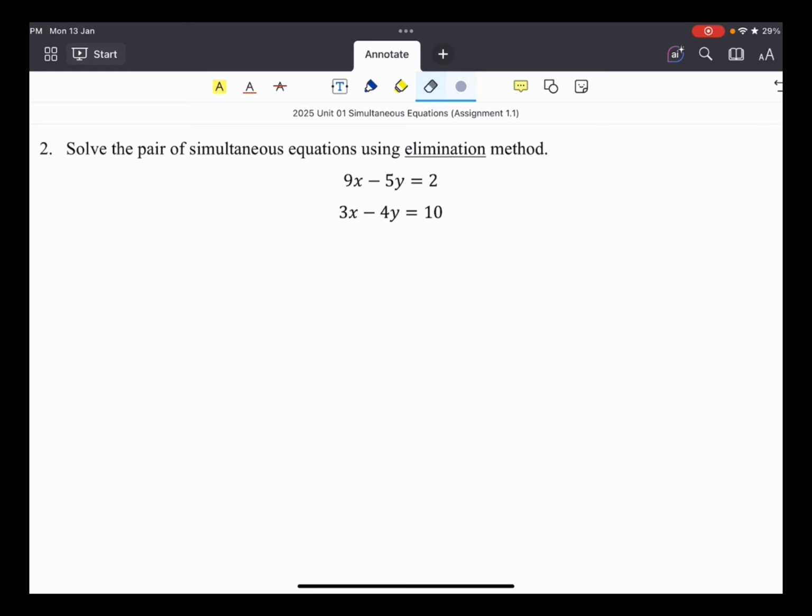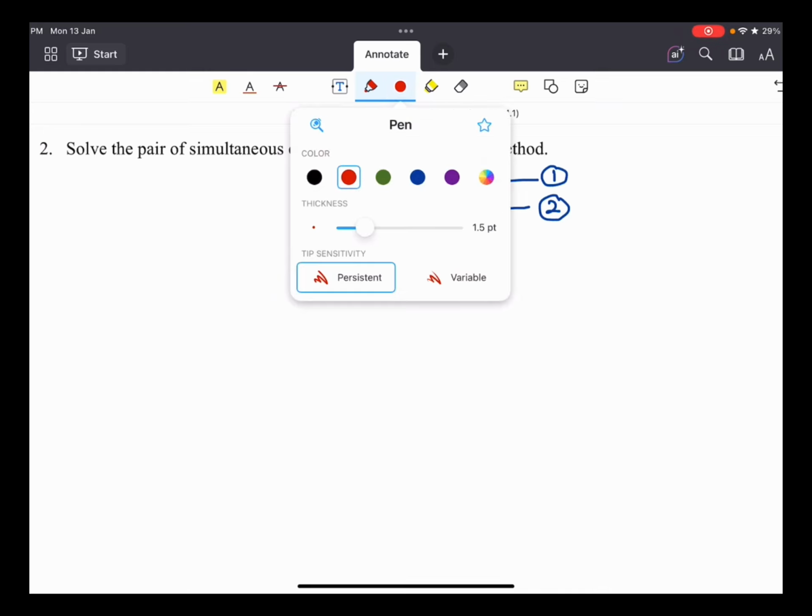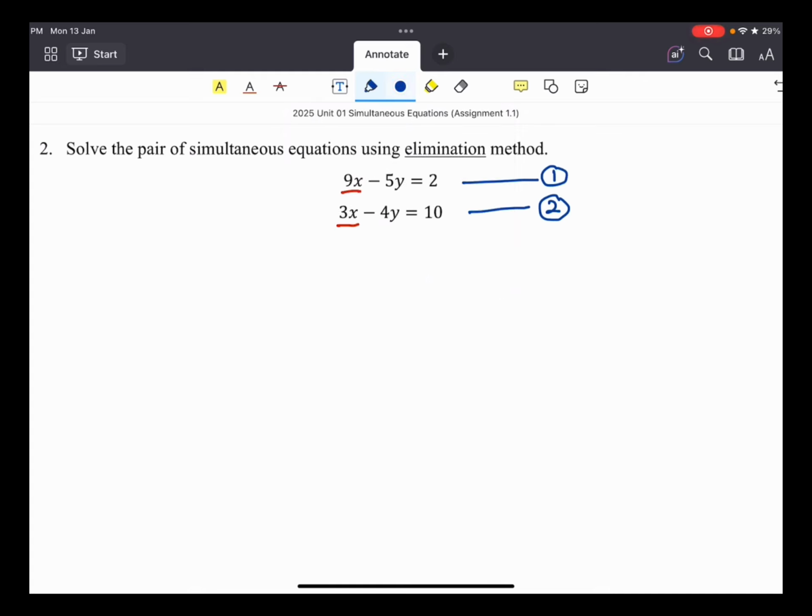Right, next example here. We are supposed to solve a pair of simultaneous equations using the elimination method. Same idea, let's begin by naming the equations. Then a quick observation will make us realize that 9x over here is a multiple of 3x, which means if I take equation 2 and multiply by 3, the 9x will match up. So we can use the elimination method here. That's what we're going to try to do, right?